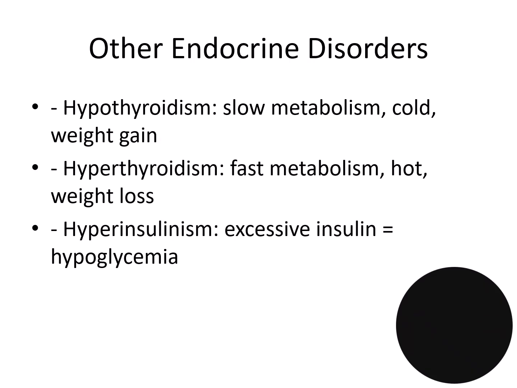Other endocrine disorders include hypothyroidism, which slows the body down, hyperthyroidism, which speeds it up, and hyperinsulinism, which causes dangerously low blood sugars and requires dietary support.